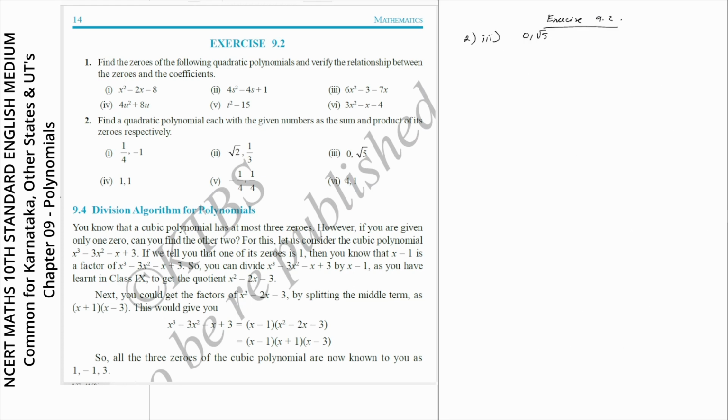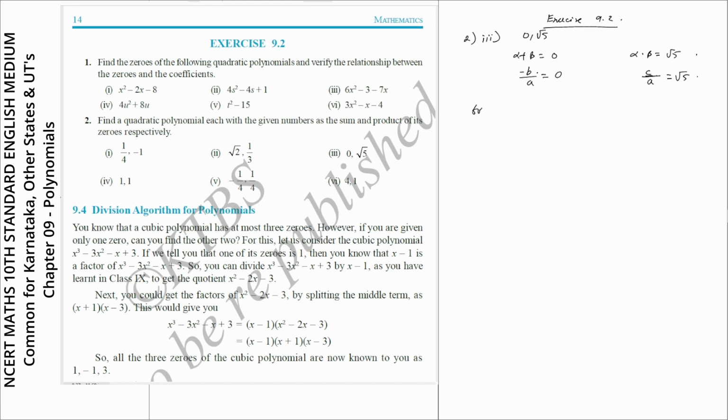Exercise 9.2, question number 2, sub question 3. The given values are 0 and root 5. So what it means is alpha plus beta is equal to 0 and alpha into beta is equal to root 5. So alpha plus beta is nothing but equal to minus b by a. So minus b by a is equal to 0, and alpha into beta is c by a, which is equal to square root of 5.